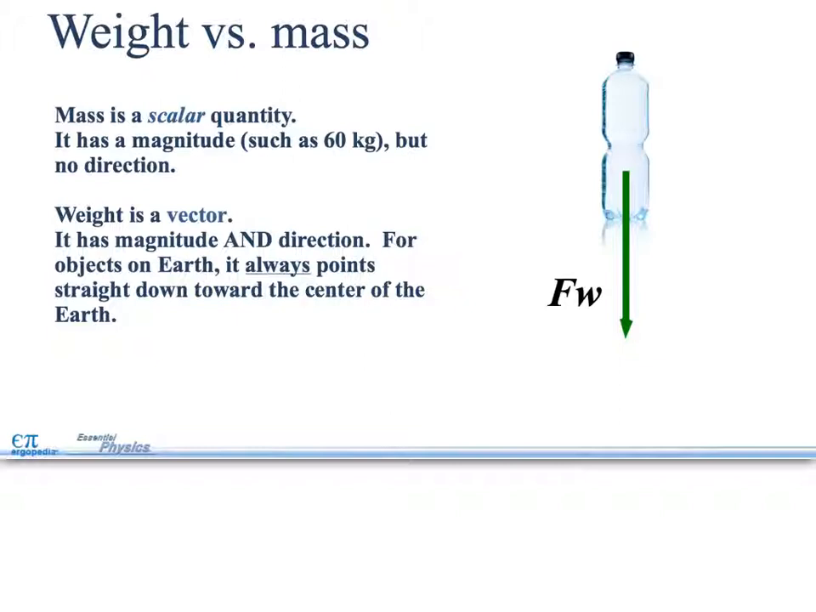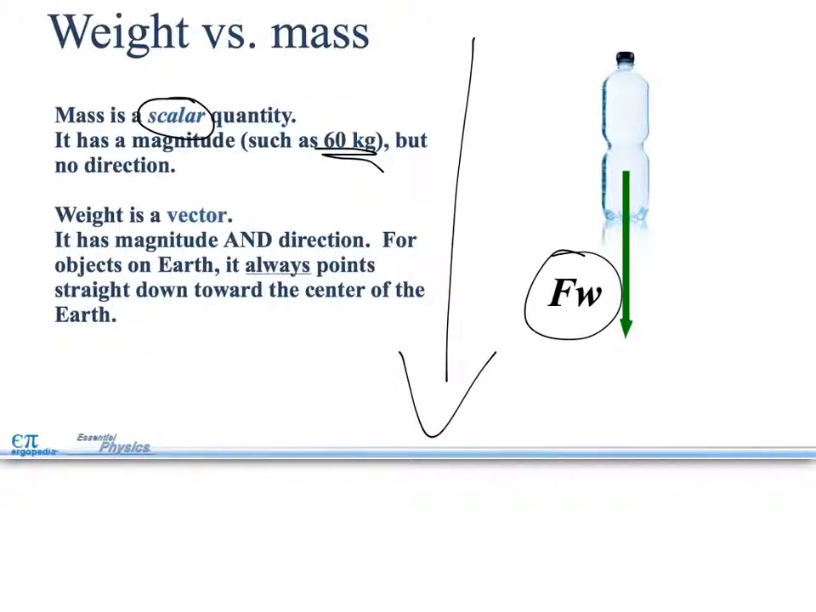All right, weight versus mass. Mass is a scalar quantity, so it does not have direction. It just has magnitude. So 60 kilograms, no direction. Weight is a vector. It has magnitude and direction. For objects on Earth, it always points straight down to the center of the Earth. So the force of gravity, your weight, is gravity pulling you straight down to the center of the Earth.